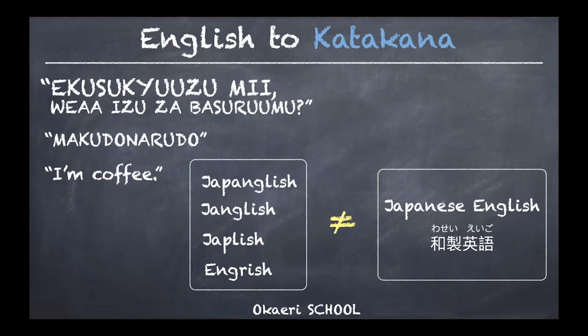But in Wikipedia, I've found English, like instead of L, there's R, as we don't distinguish L and R in Japanese. So right and light will be the same, raito in Japanese when we pronounce it, because we only have ra ri ru re ro. So they're called Japanglish, Junglish, Japlish, English. And when we talk about Japanese English, which is called wasei eigo in Japanese, they are not the same. They are a bit different.